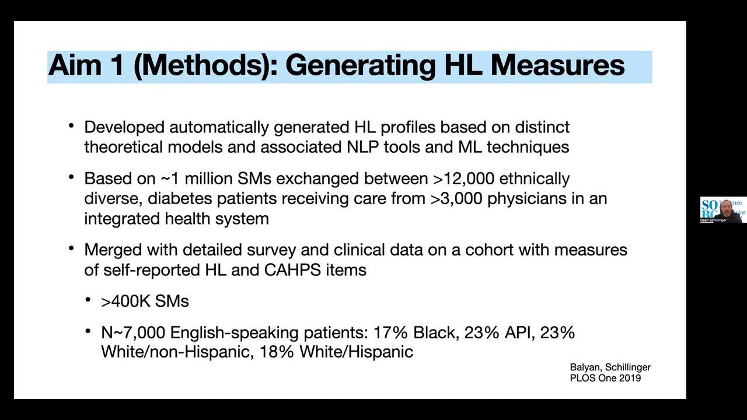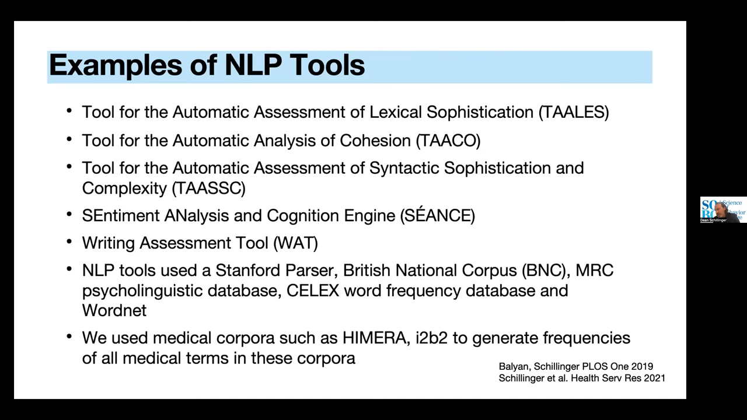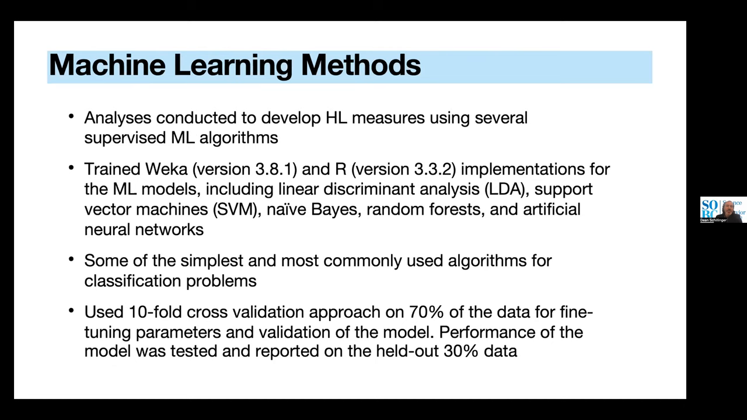At the end of the day, we had over 400,000 secure messages involving 7,000 English-speaking patients who were quite ethnically diverse, and a little over 1,000 primary care physicians. We then cleaned this language, and we employed the following examples of natural language processing indices in an attempt to quantify and analyze their language. We applied standard machine learning methods that I won't go into here in an attempt to understand the degree to which these linguistic indices were associated with patient self-reported health literacy, as well as expert-rated health literacy of a subset of secure messages.